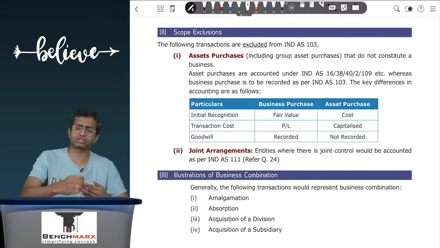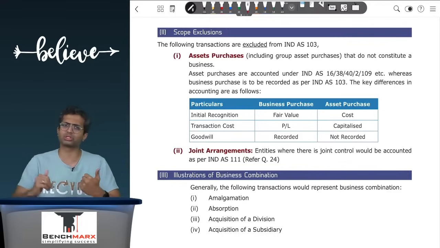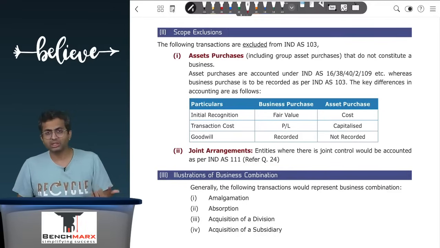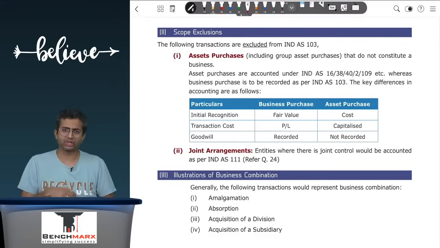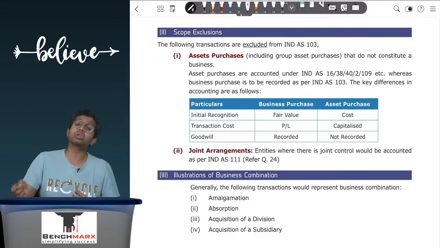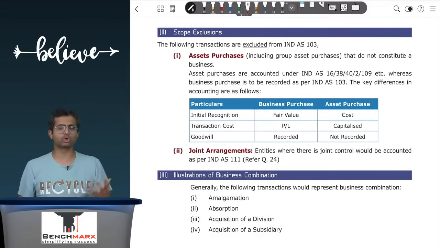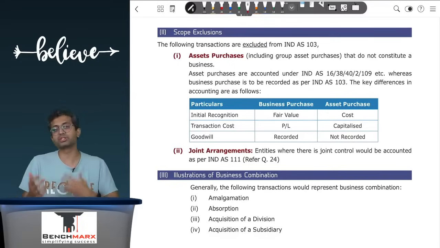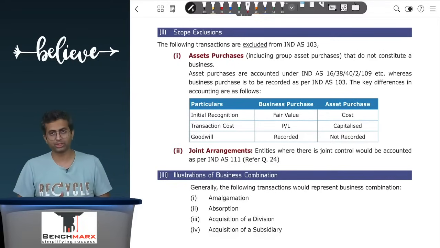If let us say there are asset purchases, then the difference between asset purchase and business purchases: in the asset purchase you will take over the assets and liabilities at cost. In business purchase you take over them at fair value. In asset purchase, transaction cost which is directly attributed is added to the cost, whereas in business purchase, transaction cost, whether it is direct or indirect, will be taken to the P&L account. Your assets will be shown at fair value only. Under asset purchase there cannot be a goodwill calculation, but in business purchase the difference between the purchase consideration and, loosely speaking, the net assets can be taken to be the goodwill.